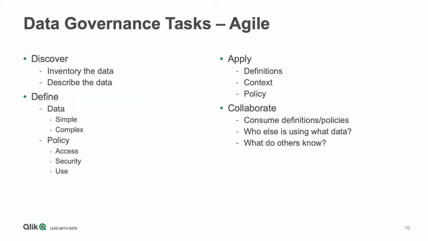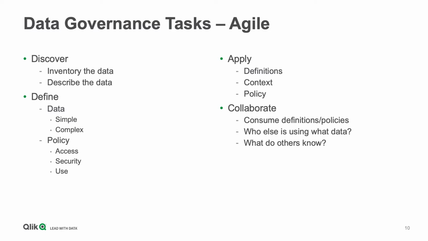Diving down specifically into data governance tasks in an Agile cataloging scenario, what exactly are we looking at? So the first thing we need to do is be able to discover the data. We need to inventory it. We need to describe it with metadata, right? Where did it come from? How did it get here? What does it mean? So we then define that information.